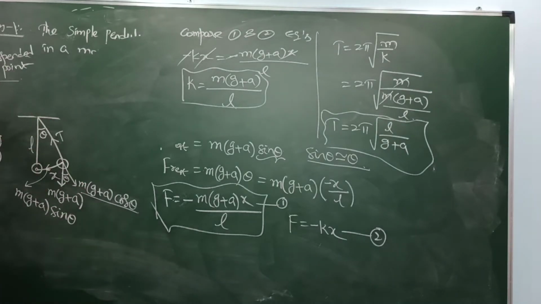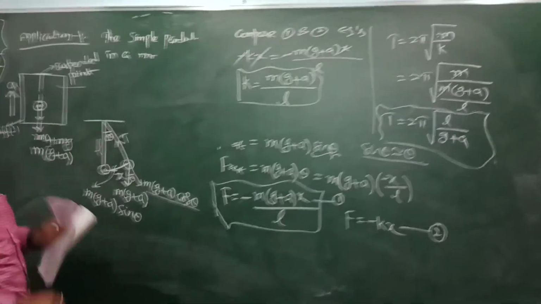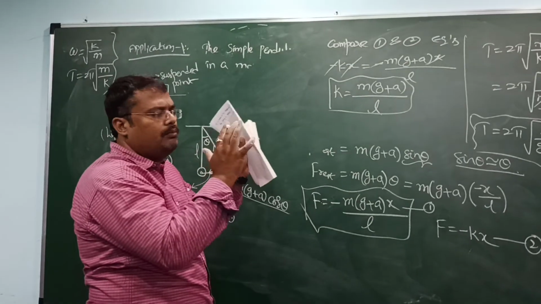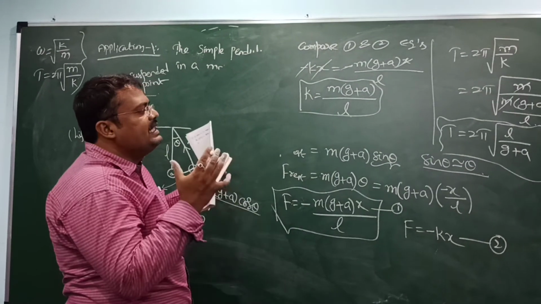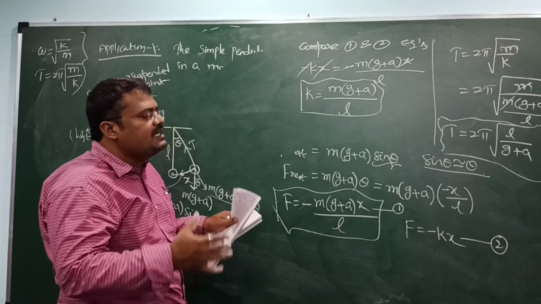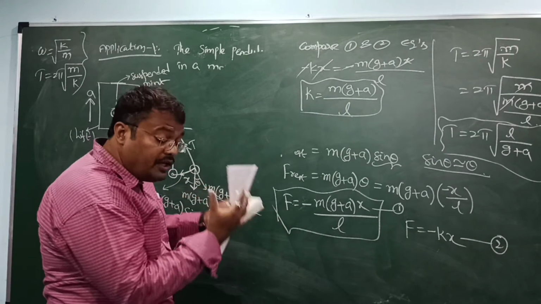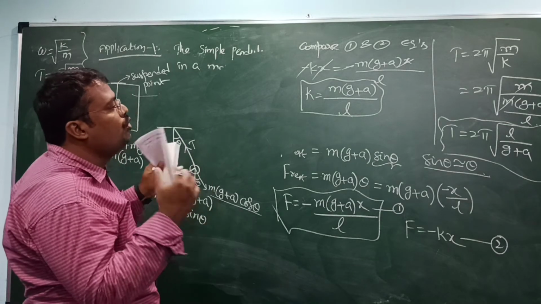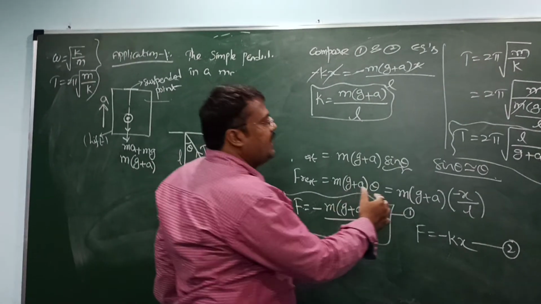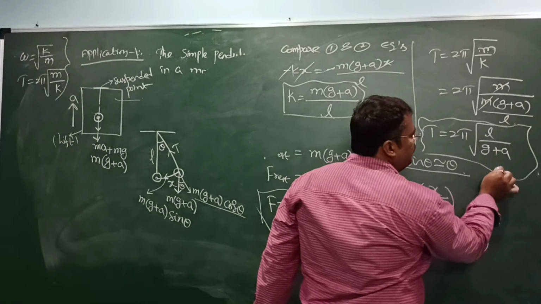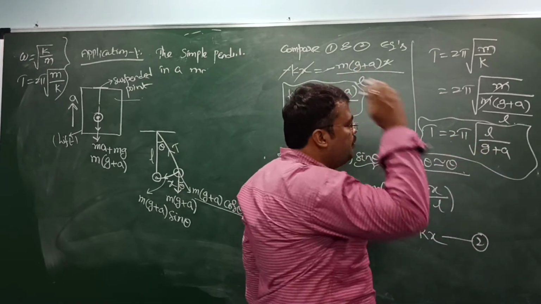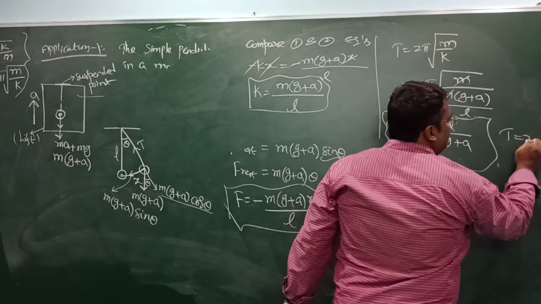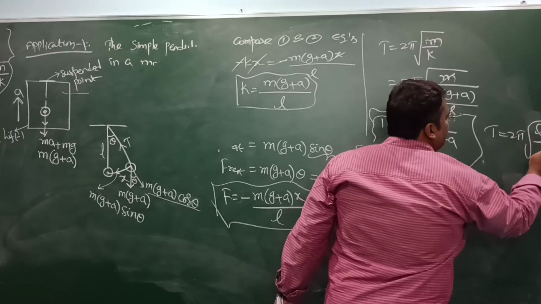That is the simple pendulum existing in the lift, which means in a moving body. Whenever it is existing in a moving body, that is, in a non-inertial frame of reference, it experiences a pseudo force. That's why we got this time period. Otherwise, by using the standard formula, T is equal to 2 pi root L by g.